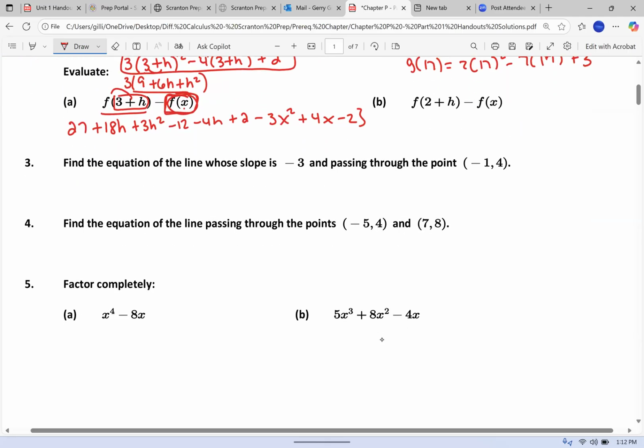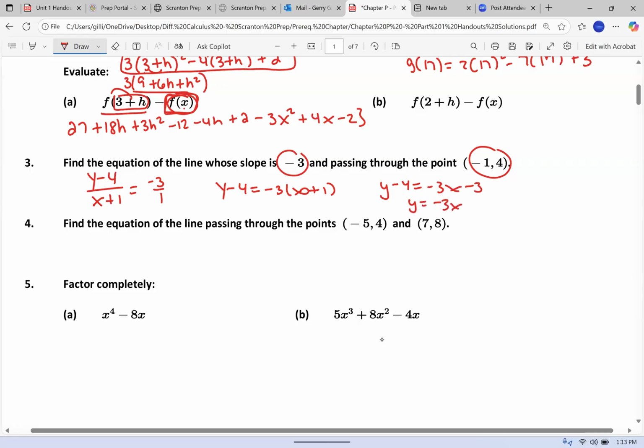And number 3, I'm going to find the equation of the line whose slope is negative 3 and passing through the point negative 1, 4. So it's going to be y minus 4 over x plus 1 equals negative 3, and cross multiply. And then I'm just going to distribute, add the 4, and get 1.